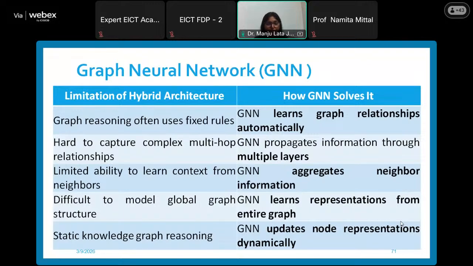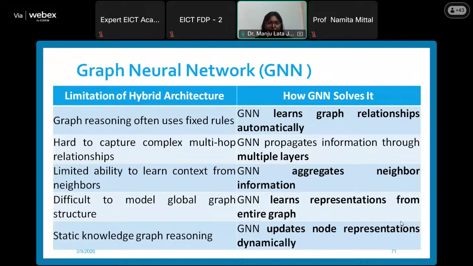Difficult to model global graph structure: GNN learns representation from the entire graph. GNN also has a layer where it considers global relations among terms in the semantic graph, while this is not the case with the semantic graph or hybrid neural network based model.